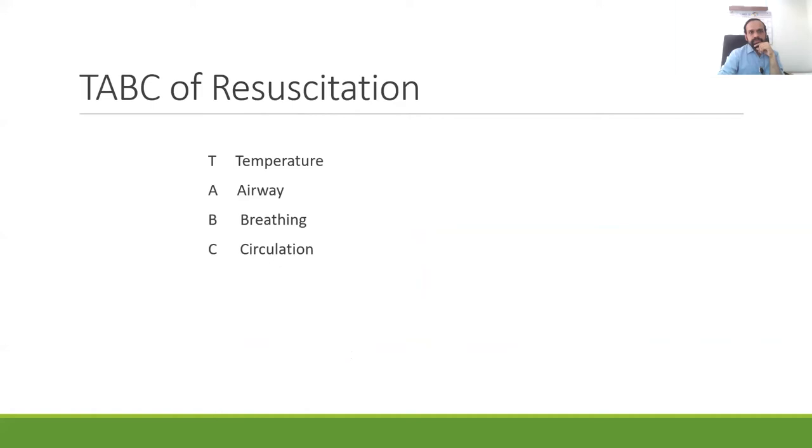So the rule is TABC: temperature, airway, breathing, circulation. Unlike in pediatrics and adults, the first foremost thing is to maintain the temperature normal. That is the first and foremost thing, and then maintain the airway. Circulation comes last.